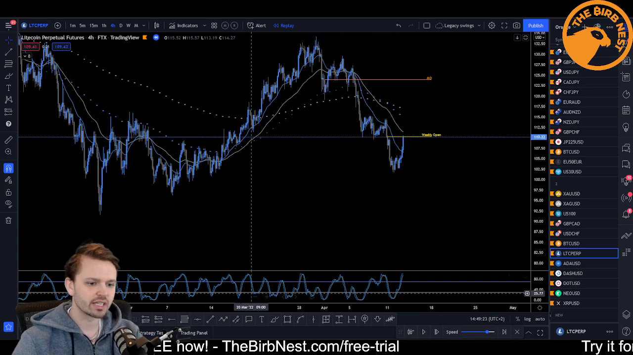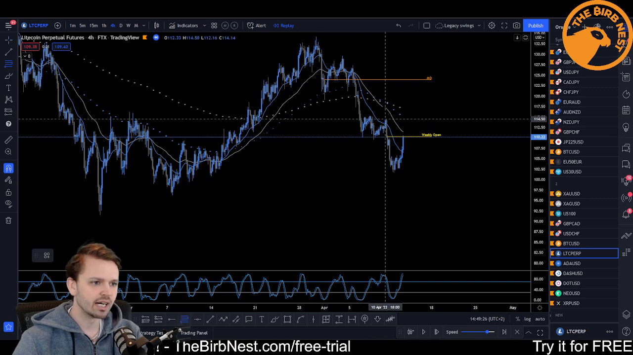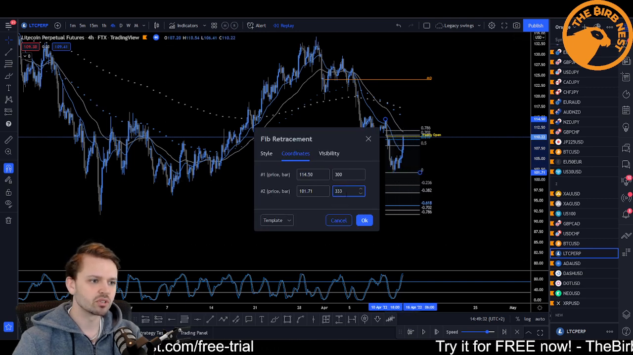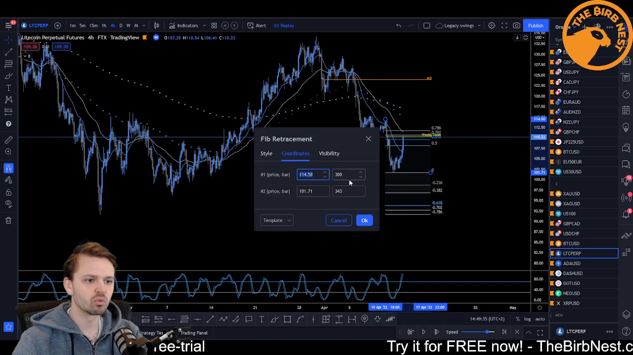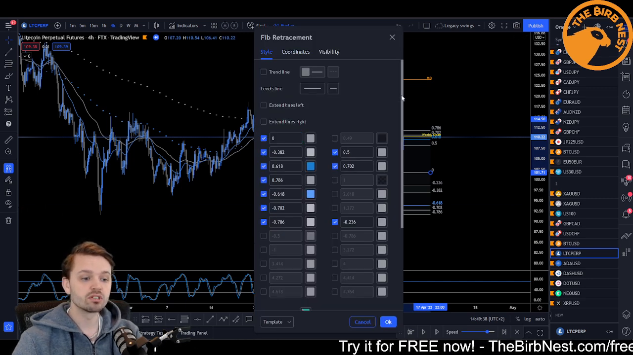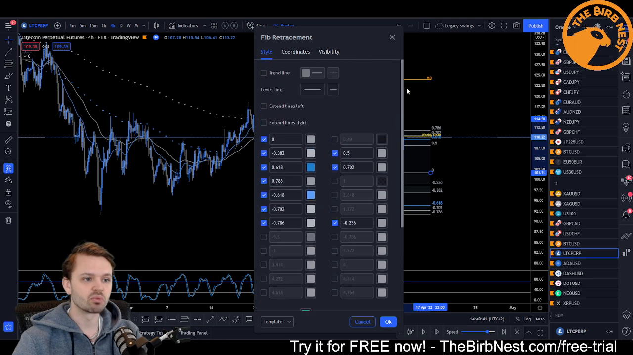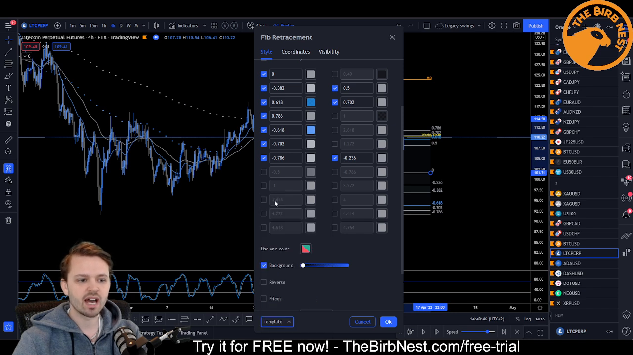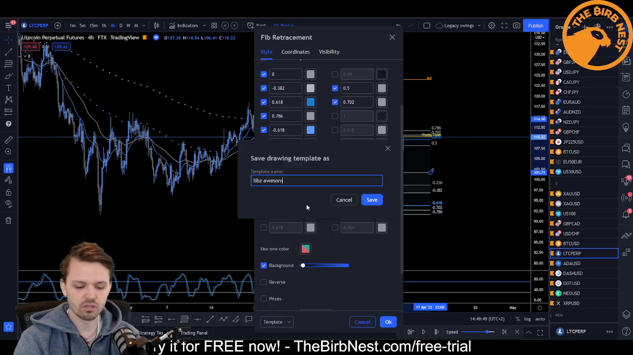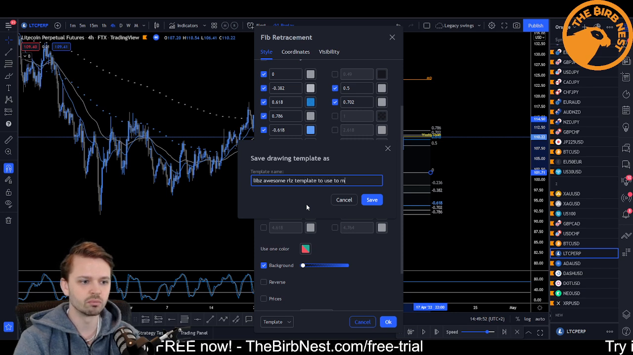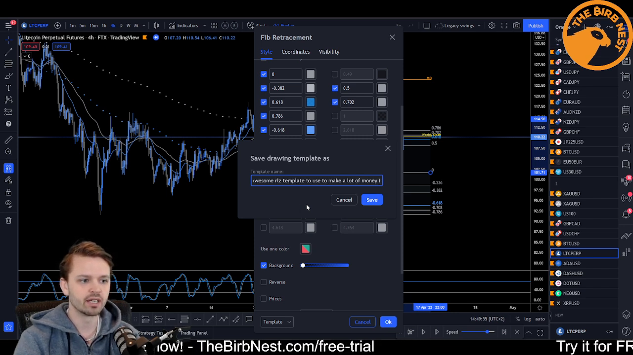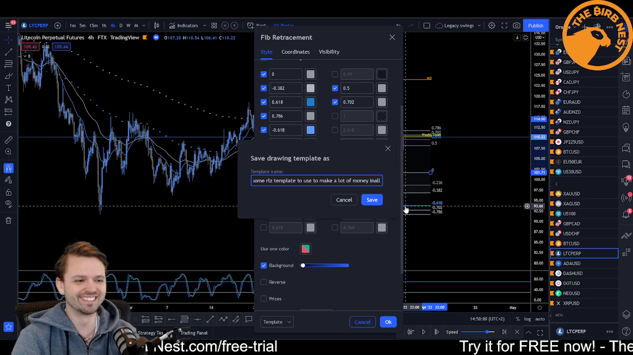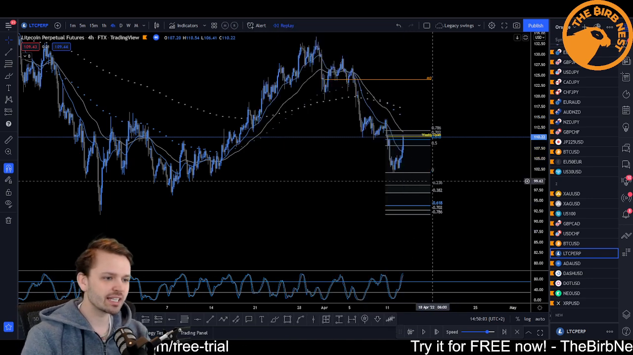So what I can do now is use the Fibonacci retracement tool. I'll add it from that high to this low, and extend it to the right. I'm also going to show you my settings for the fib tool. If you want to copy my settings, just pause the video and copy them. Go to template, press save as, and save it as Libs Awesome RLC template to use to make a lot of money in all markets. Right, so that's the fib template.